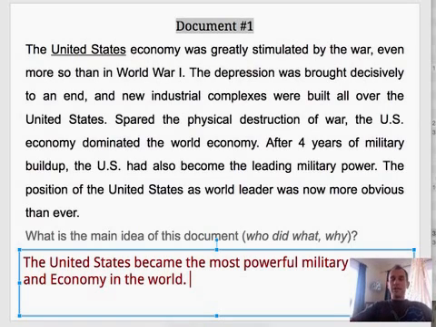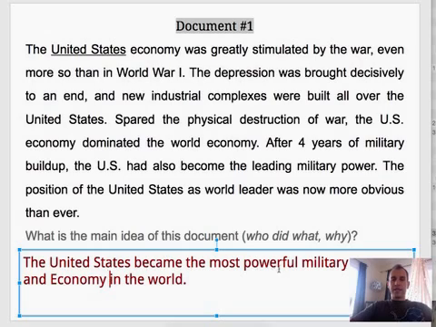And you know what? I could go on and say why, but this is not an essay. It's just the main idea. I'm going to stop right there, because that gives me the main idea. I don't have to say why. Well, because they had more factories and they were spared the physical destruction. I might reference that later in my essay, but right here I'm just trying to get the main idea down.